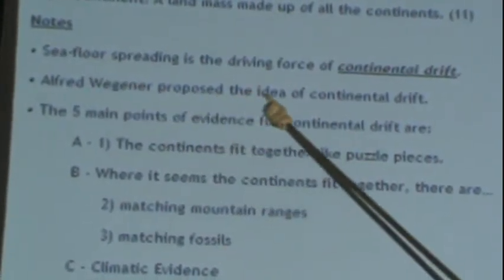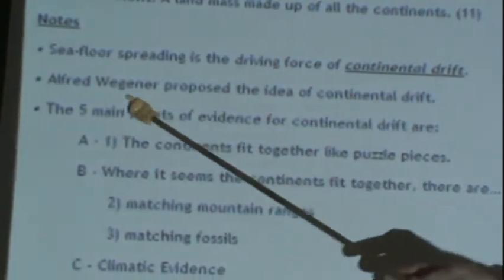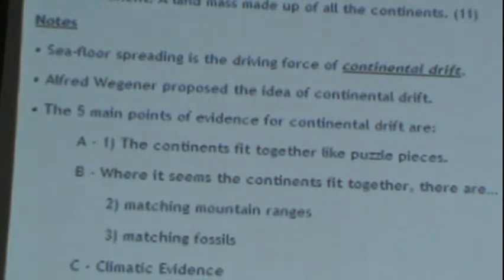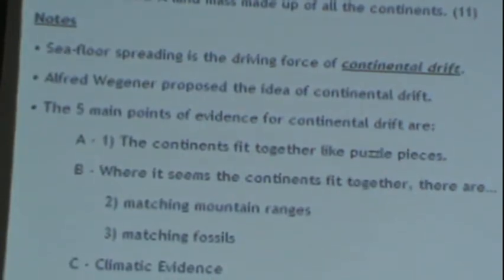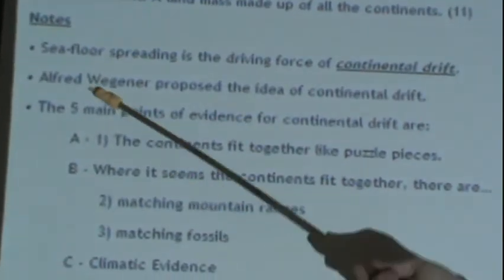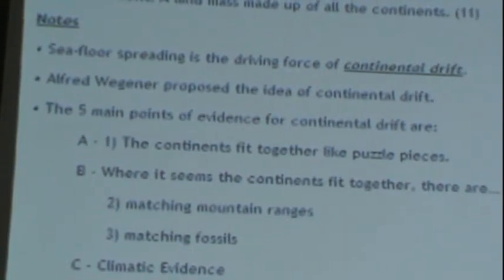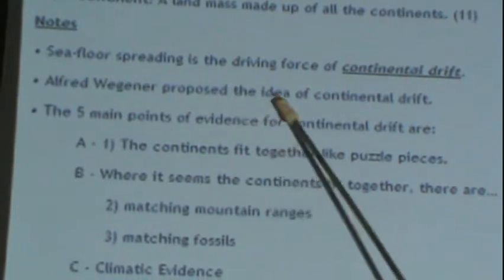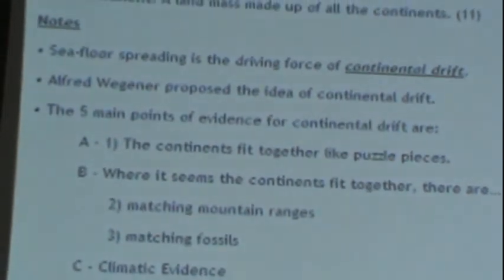Alfred Wegener proposed the idea of continental drift, and yes, it's Alfred Wegener, not Wegener. You'll hear some people on some videos that I have posted for you call him Wegener, because there's a W here, but he's German, and in German there's no W sound. The W makes a V sound in German. His name is Alfred Wegener. Okay, Alfred Wegener proposed the idea of continental drift.